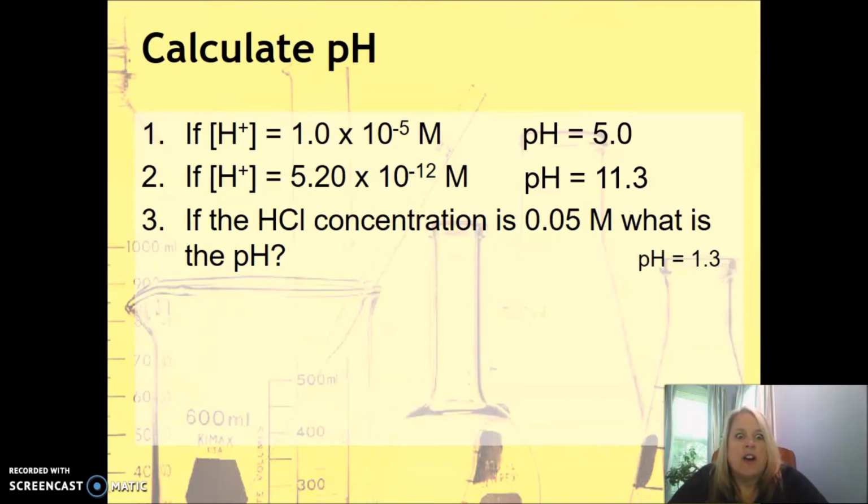Hydrochloric acid is a strong acid. So when we see a strong acid, all we have to do is take the negative log of the concentration of that acid, and boom, we get the pH.